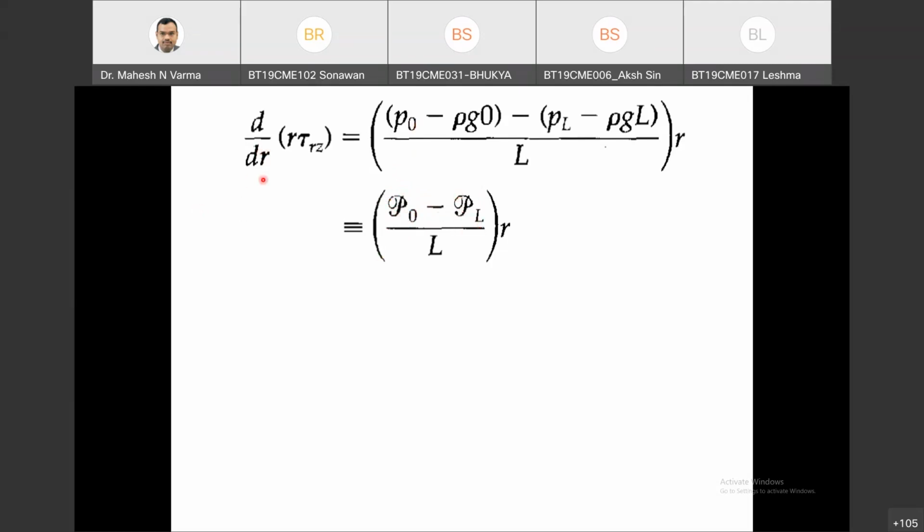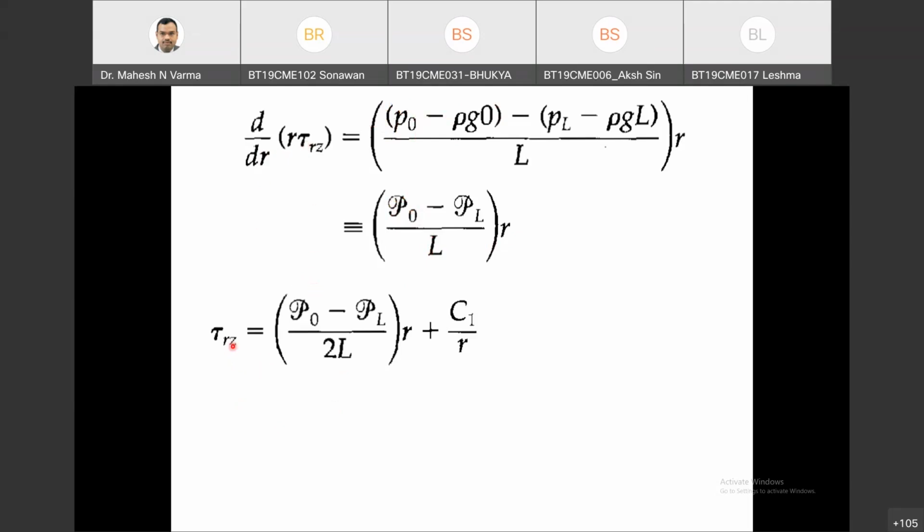So d by dr of r into tau rz will be equal to delta P divided by L into R. Everybody got this point? This is the pressure exerted by pumps, and this is the potential head. And this measurable pressure will be the combination of both the pressures. So rearranging this equation, this is what I will get.